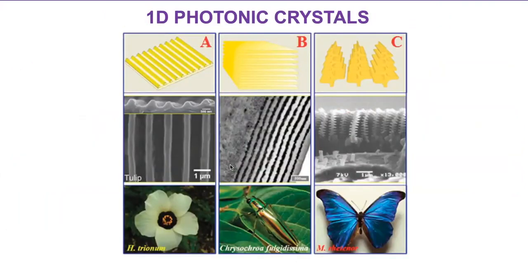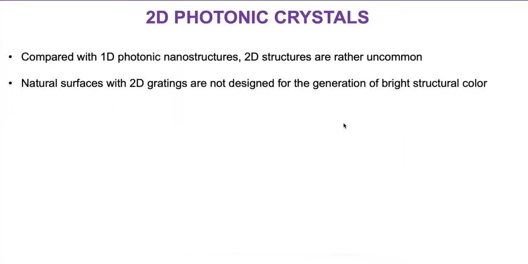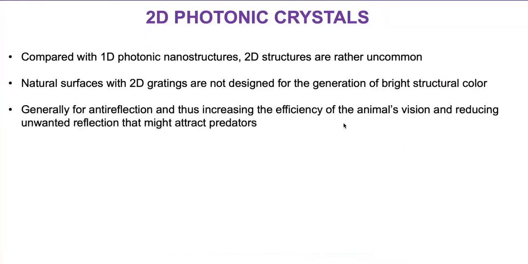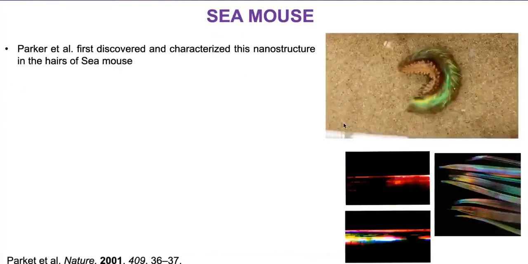So what we have seen is one-dimensional photonic materials, which can come as simple diffraction gratings, layered structures, or this graded pattern. So then what about two-dimensional photonic structures? Two-dimensional photonic structures are not very common, and generally they are used for other functions such as wetting and superhydrophobicity, like in moth or butterfly eyes. But there are a few examples.